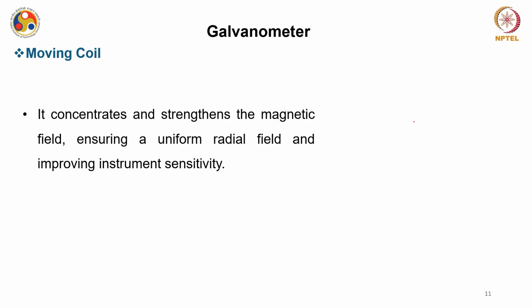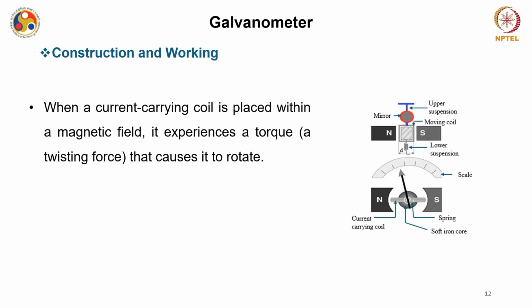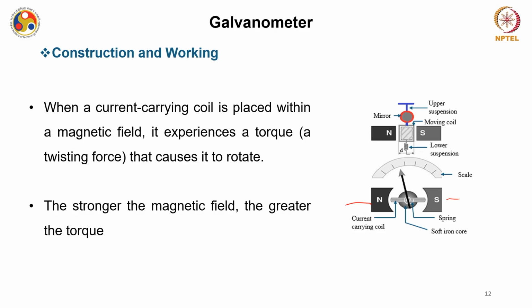the galvanometer's sensitivity. When a current carrying coil like this galvanometer is placed in a magnetic field, the magnetic field again produced by this permanent magnet, it will experience a torque, which is nothing but a twisting force which causes this coil to be rotated. You can see this in a better way here in this configuration. If you replace this magnet with a stronger magnet, the torque produced will be even higher.